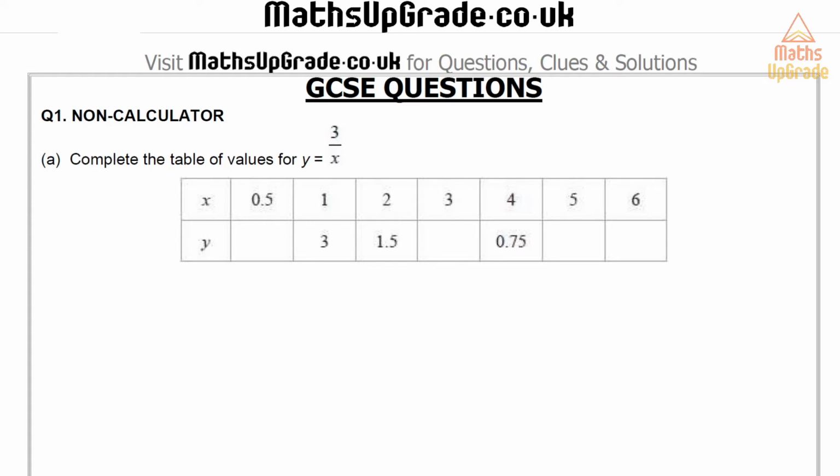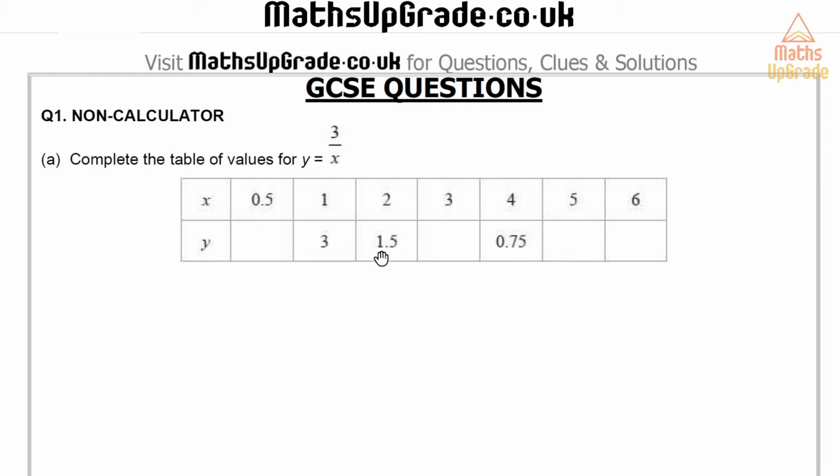The first question starts off with giving us a partly filled in table of values for y equals 3 over x. So this is called a reciprocal equation since x is on the denominator of this fraction. Okay, so a number is being divided by x. So I need to fill this table of values in for 2 marks.